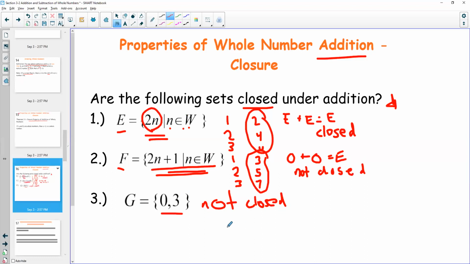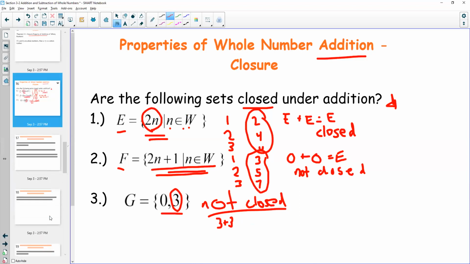So in this case, one of the other things that can happen is there's no rule against adding something together more than once. So what I could do here is add 3 plus 3. And that's 6, which is definitely not in my set, which means this is not closed, okay? Because I can add two numbers together and get something not included in my set.